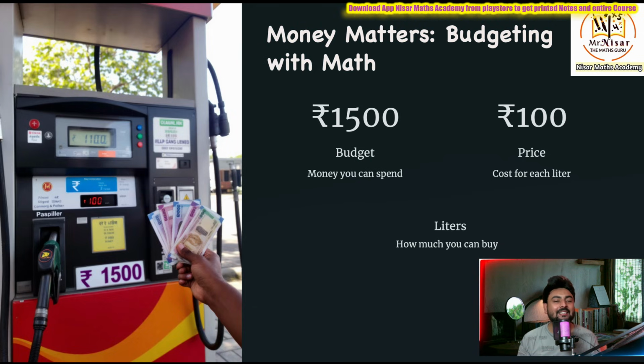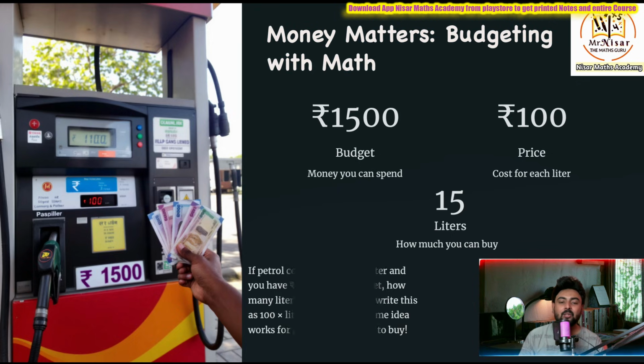how many liters can you buy? So how many liters of petrol can you buy right now? Come on, tell me. So you'll say that yes, 100 rupees per liter means 1 liter is going to cost you 100 rupees. So you can buy, yes, the answer is 15 liters. Now what did we do here, how did we apply inequality here, can anyone tell me?